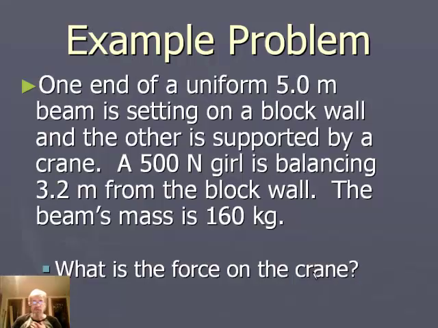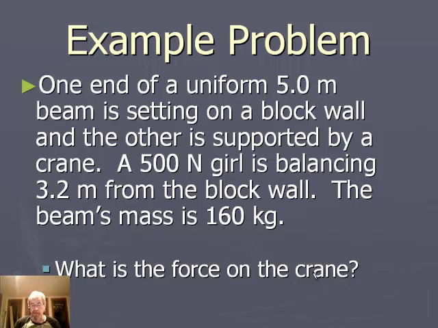Here's another example problem. It says one end of a uniform 5-meter beam is sitting on a block wall. The other is supported by a crane, and there's a 500 newton girl balancing 3.2 meters from the block wall. The beam's mass is given as 160 kilograms, and we're supposed to figure out what is the force on the crane. Well, we can do this by creatively selecting a pivot point that's going to eliminate one of our unknowns, because there's two things we don't know.